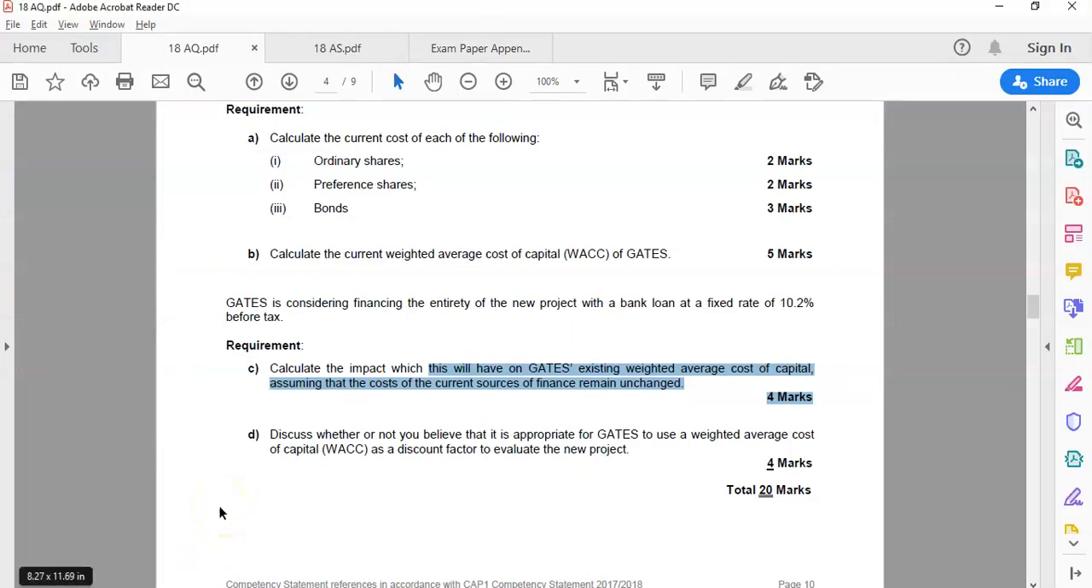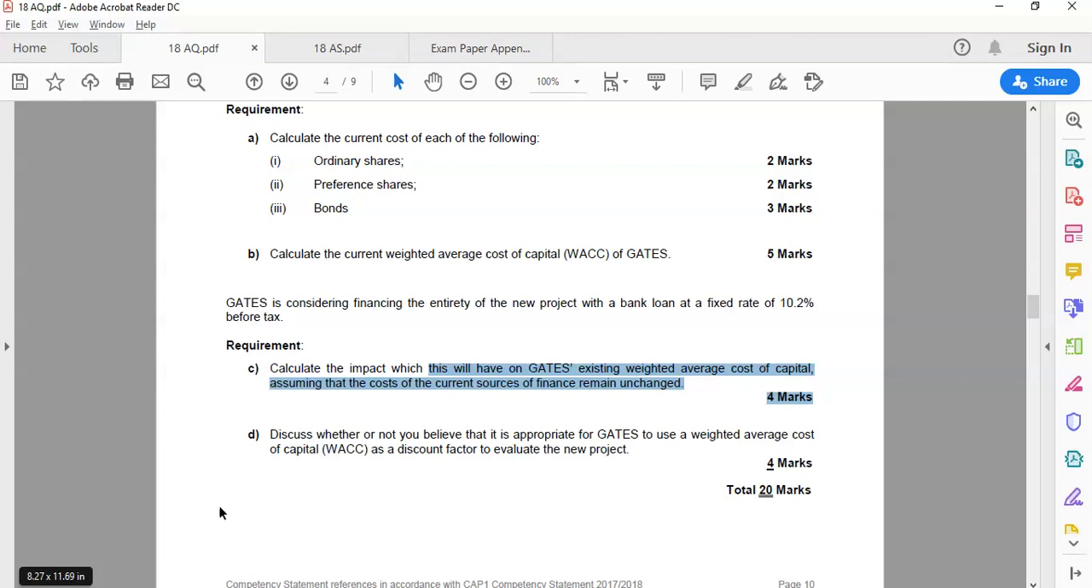And your last 4 marks then to finish off the 20 marker, discuss whether or not you believe it is appropriate for Gates to use the weighted average cost of capital as a discount factor. All right. Well, there's a couple of key things here. The only time you should use WACC as a discount factor is if the project has the same risk as the business. So does it have the same financial risk? Does it have the same business risk? Because if it doesn't have the same business risk, you're going to a different area or different sector, then the WACC isn't appropriate. It's probably too low.